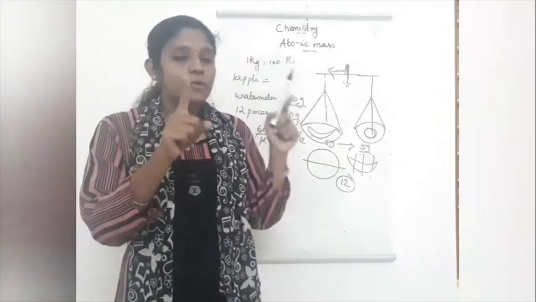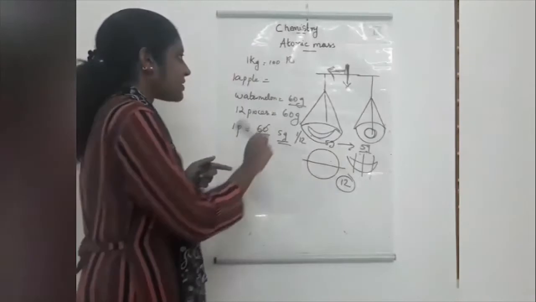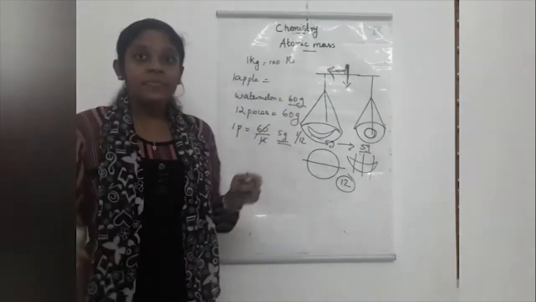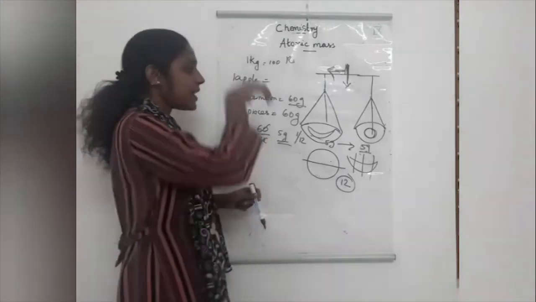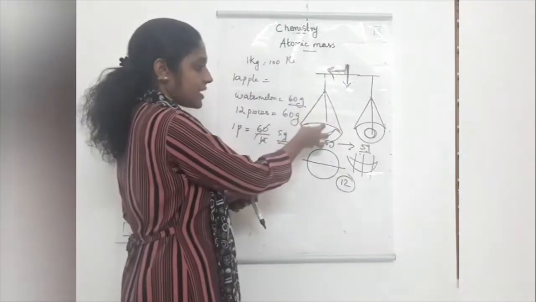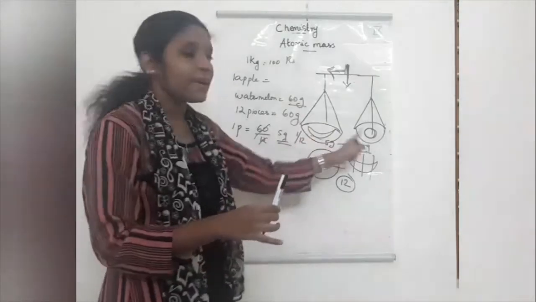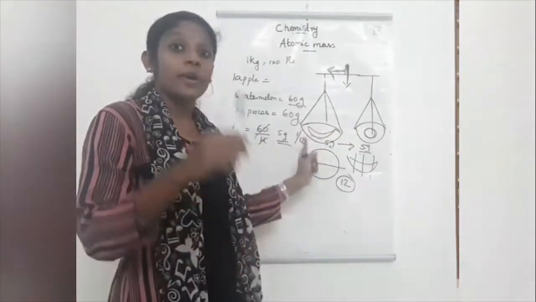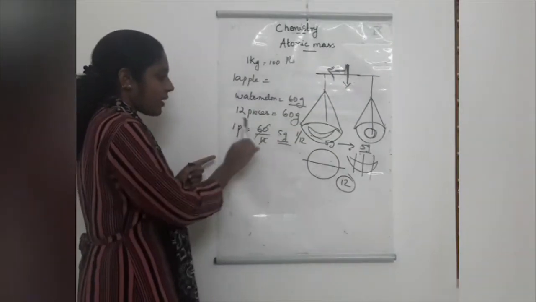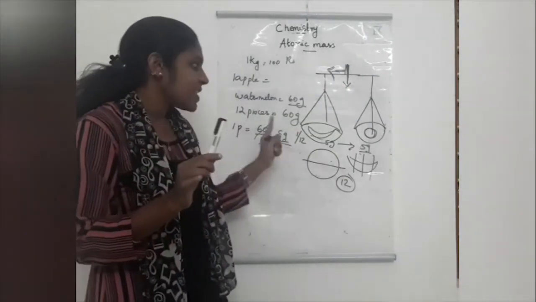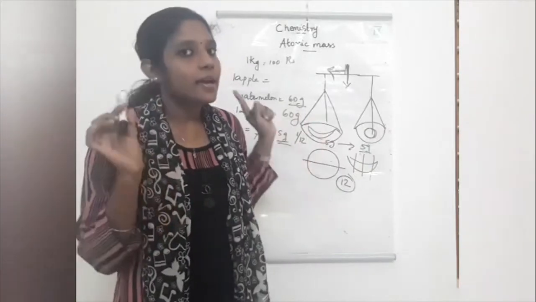The weight of one watermelon is 60 gram. Assume that the weight of one watermelon is 60 gram and you are cutting the watermelon into 12 equal parts, and you are taking the 1/12 portion and bringing it to the weight balance, and you can see it will be equal. The weight of one apple and the 1/12 portion of the watermelon is equal. So from this you can find out the weight of one part is 5 gram. So the weight of an apple is around 5 gram.